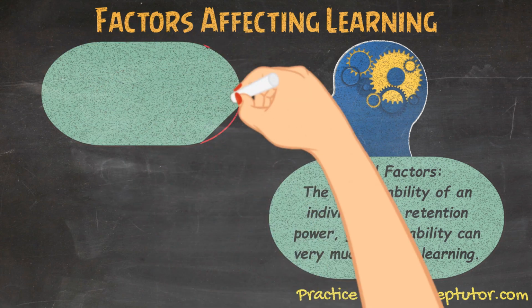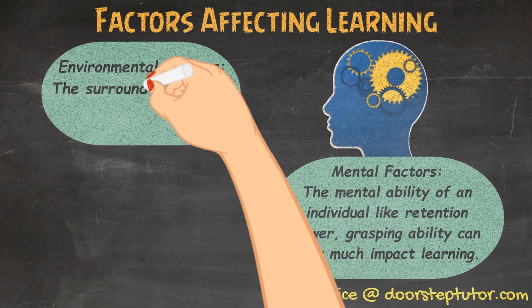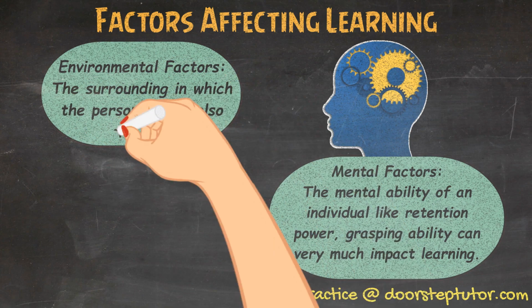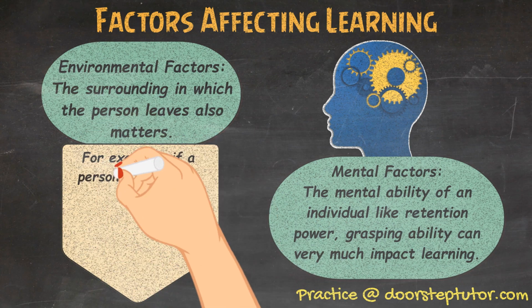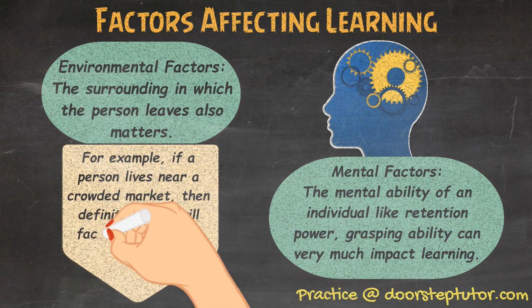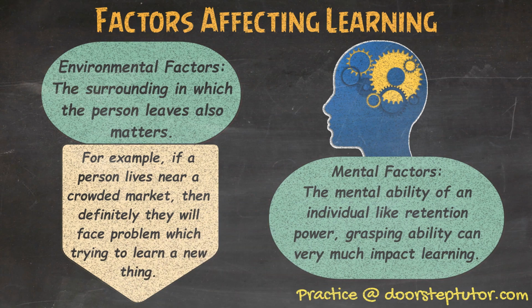Then also there are environmental factors. What happens in this? Basically our environment also impacts our learning. For example, if I'm living in a place where there is a lot of noise pollution, let's say my house is beside a main road where there's a lot of traffic all the time, then what will happen? If I'm willing to learn something, there will be a lot of noise, so this will impact my learning, right?